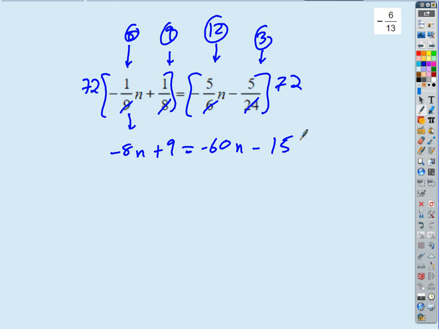We could, I mean, either way is going to work. But if we want a positive number of n's, we want to go, what's actually greater, negative 8 or negative 60? Negative 8, yeah. So we really want to push them to the left, don't we? Okay. It's not the end of the world if you don't. It's going to work either way, but this will be a little bit easier.